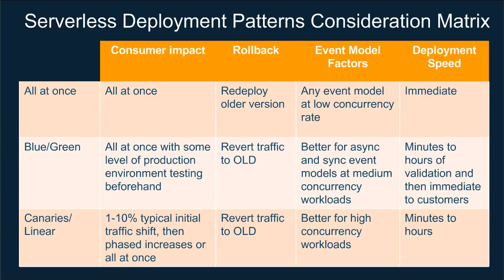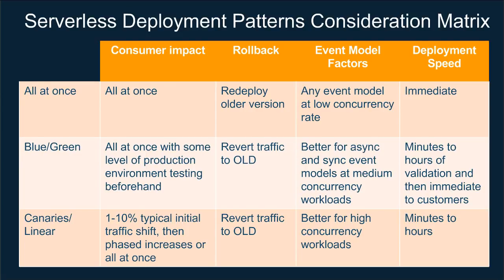So if we take some of the considerations that I mentioned before, and we take the 3 different patterns that we have, we can actually matrix them out here and start to think about some of the concerns that we have and how they would help us in determining which one of the deployment models we should think about. You can see here on this chart, I'm not going to go through all of this, but it's pretty straightforward. There's aspects to all at once that we want to think about from a consumer impact standpoint, where basically all of your consumers are going to be impacted.